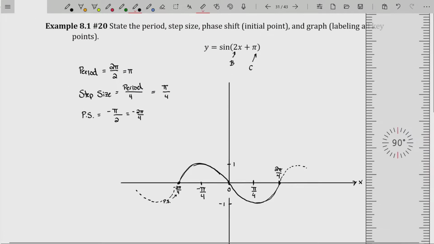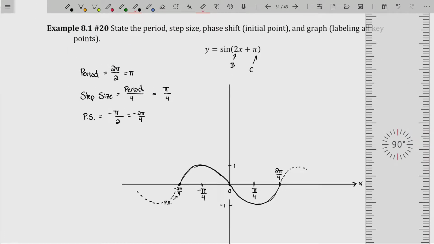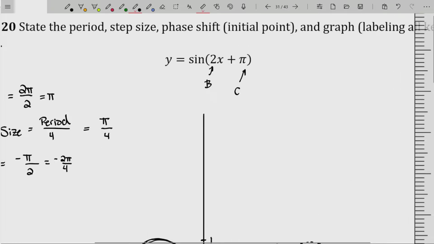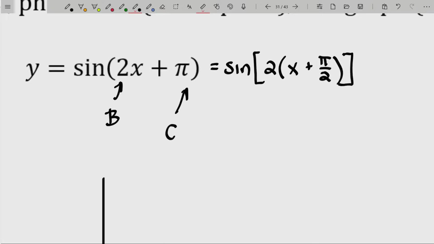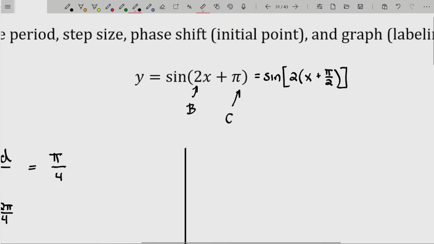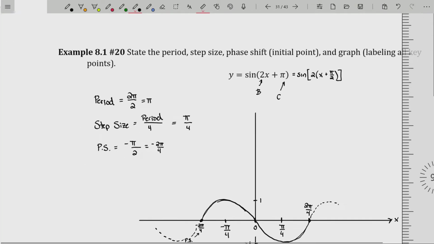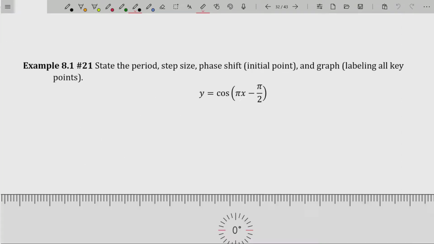Now, I just want to recap. I stated the period. Period is just 2 pi over b. I divided that by 4 to get the step size. And then the phase shift is negative c over b. Another way to think about this phase shift is that it is what would turn the interior, or the argument, of your sine function into 0. If you factored a 2 off, what would turn that into 0 is a negative pi over 2. That's your phase shift.